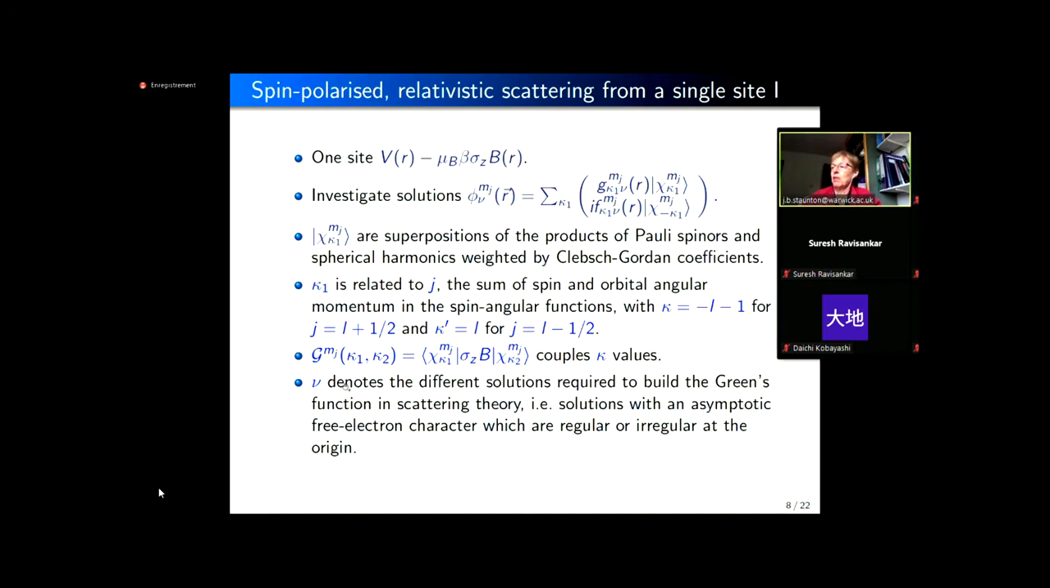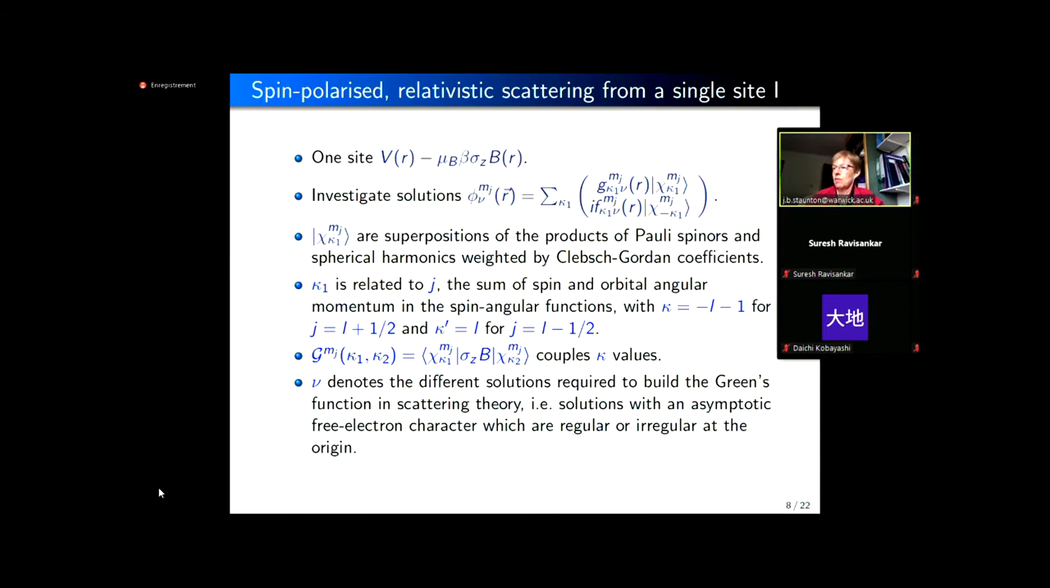Okay, just one final piece, just formal. So I've just kept a label here. Nu is just to keep track of the different solutions that one has from these radial equations that one needs to consider when you're setting the appropriate boundary conditions. So we're going to have solutions, for example, which are regular or irregular at the origin that match some asymptotic, some free electron solution outside the potential, as usual with scattering theory.